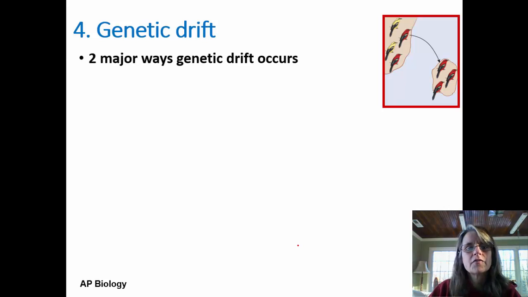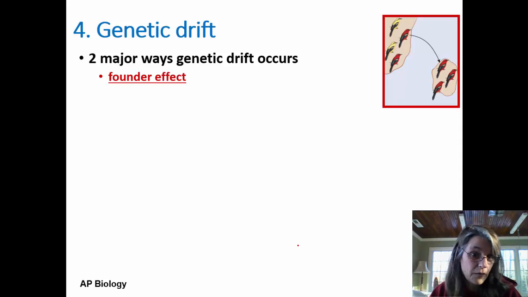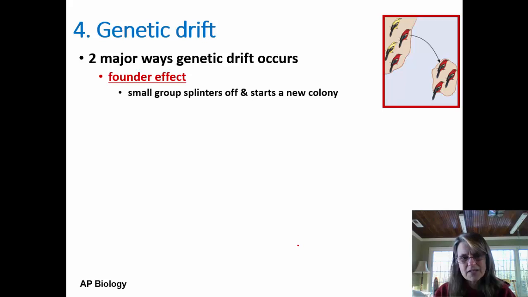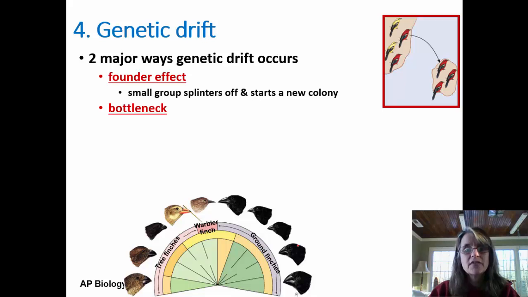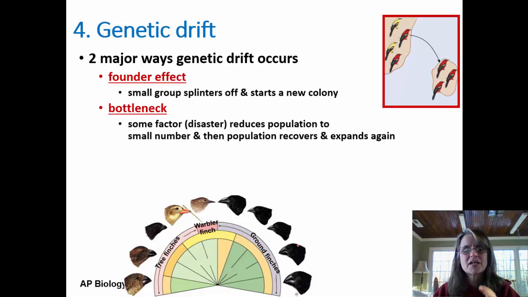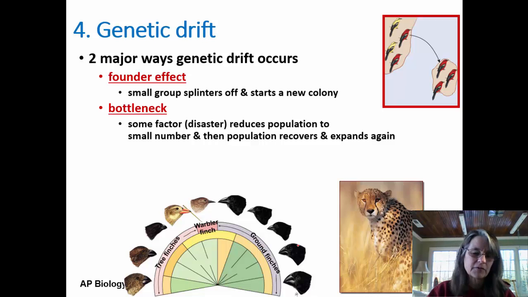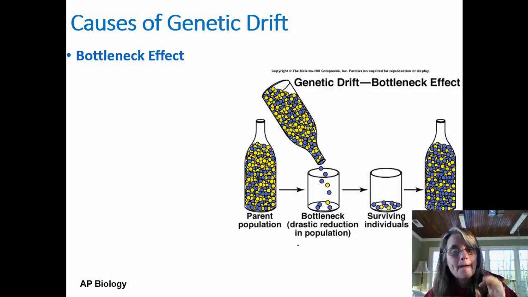Okay? So there are two major ways genetic drift occurs that we talk about. One is called founder effect. Founder effect is when a small group splinters off from a population and starts a brand new population, a new colony. For example, Darwin's finches, we can think of those. The other is a bottleneck, where some disaster takes a large population and reduces it drastically to a small number. That has happened with cheetahs. So let's talk about both of those. Bottleneck effect, let's hit that one first.